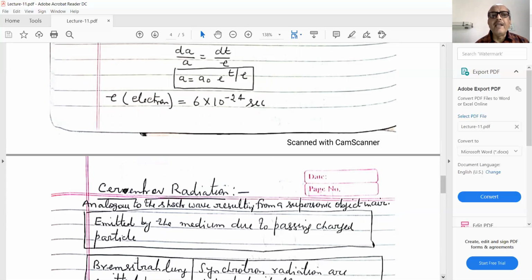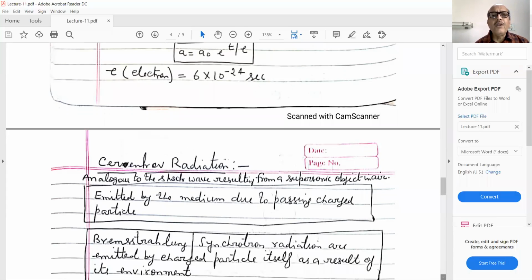Unlike bremsstrahlung radiation or synchrotron radiation, which are emitted by a charged particle itself as a result of its environment. What is meant by environment? Bremsstrahlung radiations are the radiations emitted by a decelerating charged particle. If a charged particle is moving in a straight line, then the radiations emitted because of its deceleration are called bremsstrahlung radiation. Similarly, if a charged particle is moving along a curved path, then the radiations emitted by the charged particle itself are called synchrotron radiation.